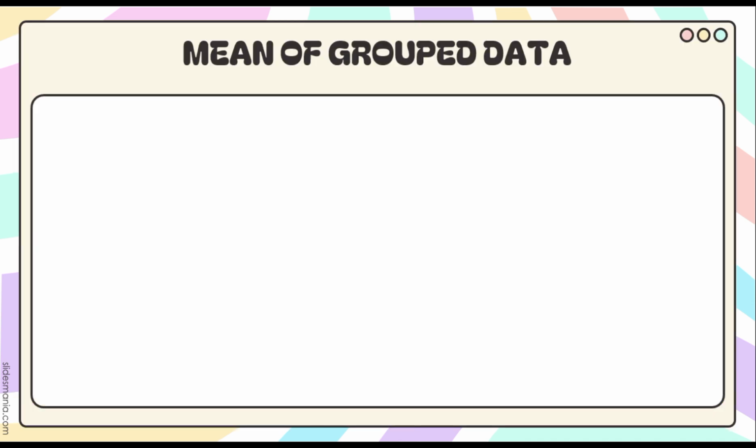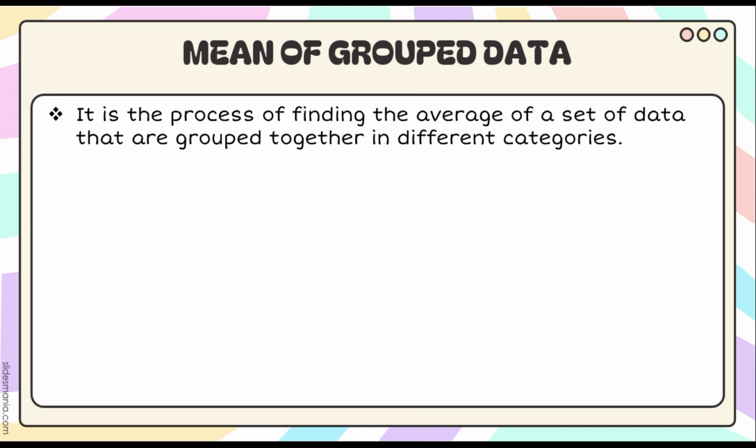So starting with the mean of grouped data. What is the mean of grouped data? It is the process of finding the average of a set of data that are grouped together in different categories. In our previous lesson, I have already discussed the mean of ungrouped data. This time we will be discussing the mean of grouped data. So this means that our data is grouped or in different categories.